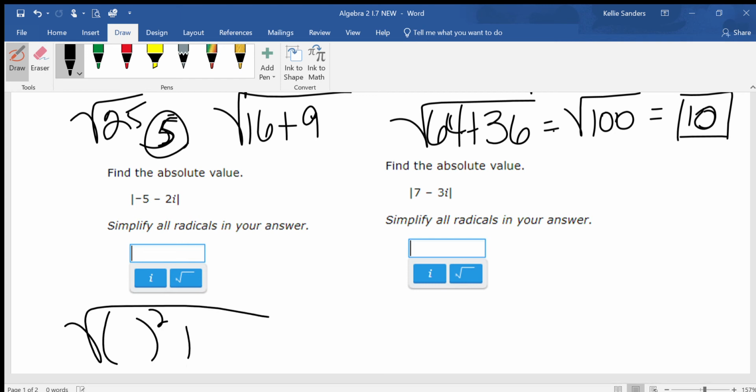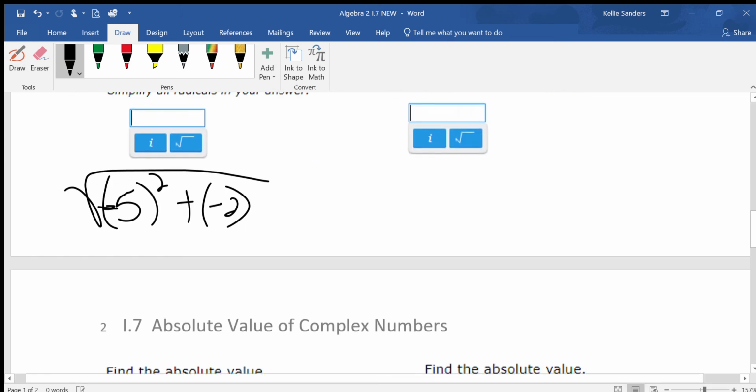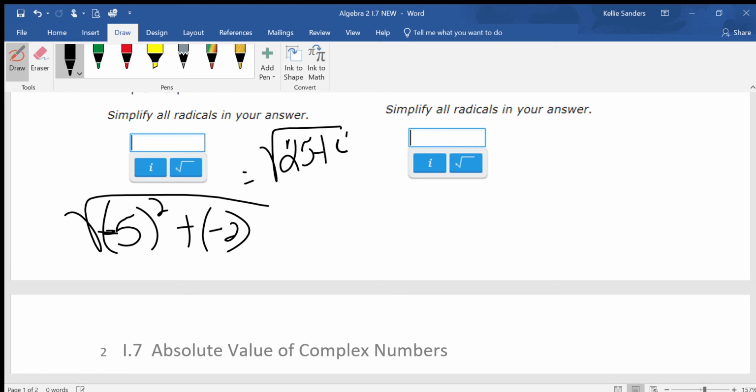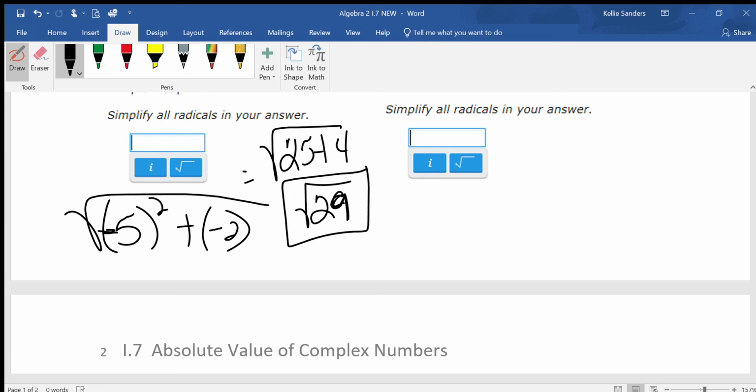Square root of something squared plus something squared. 5, negative 5. Well, it doesn't matter because if you square something, you get a positive. Negative 2. 25 plus 4 is 29. The square root of 29 does not simplify, so your answer is the square root of 29.